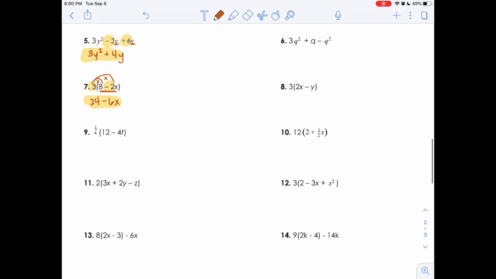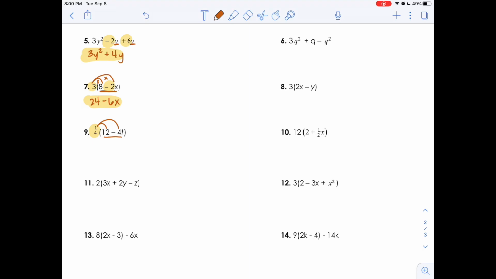I'm going to take a look at number 9. I have 1/4 times 12 minus 4t. So once again, I want to check inside the parentheses and see if there's anything I can do to simplify. But 12 and negative 4t are not like terms, so I can't actually simplify within the parentheses. But I do have a 1/4 on the outside, and what that means is I have 1/4 times this entire thing. So I can actually distribute that 1/4 by multiplication to the coefficients inside the parentheses.